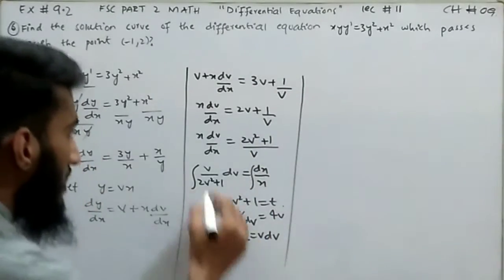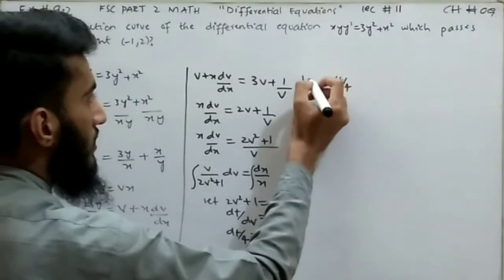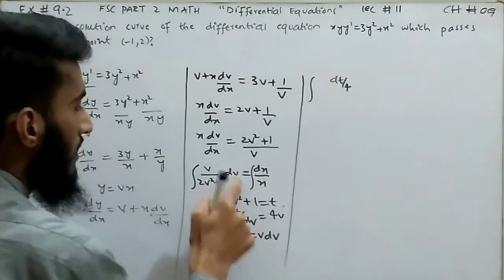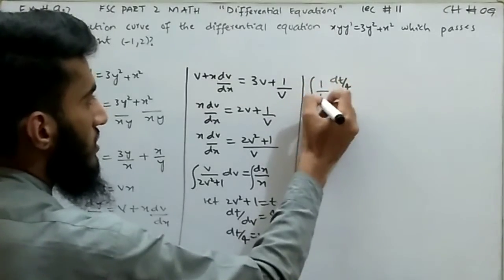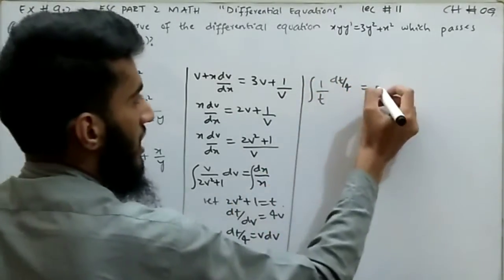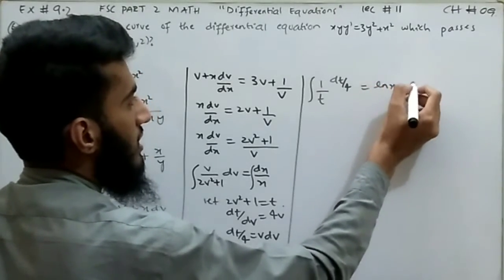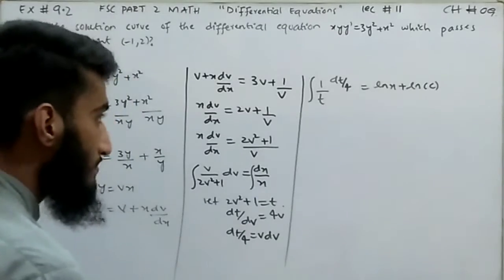After this, v dv is actually dt/4, so the integral of dt/4 over t, where 2v² + 1 is t, becomes (1/4) ∫ dt/t, which is equal to the integration of dx/x, which is ln x, and with a constant I can write ln c, because it will give us still a constant.